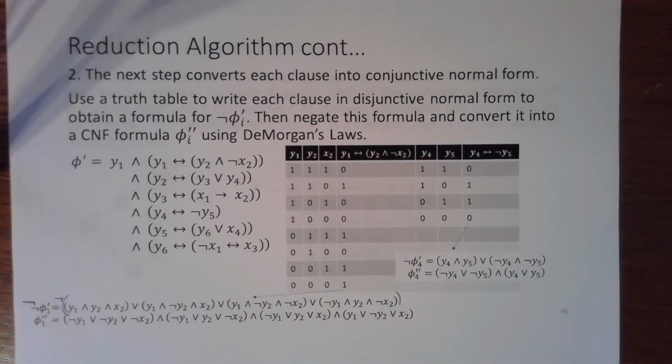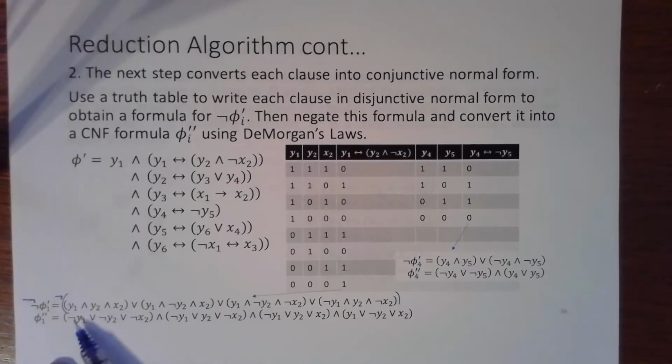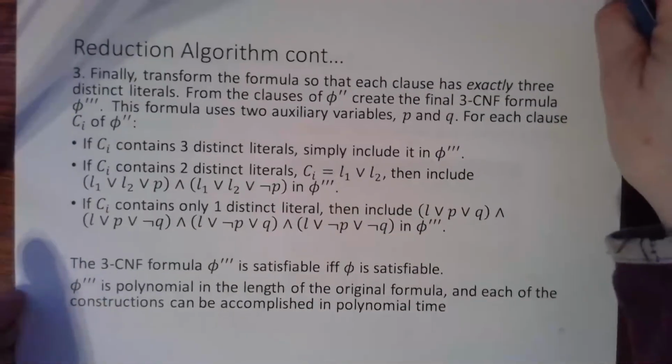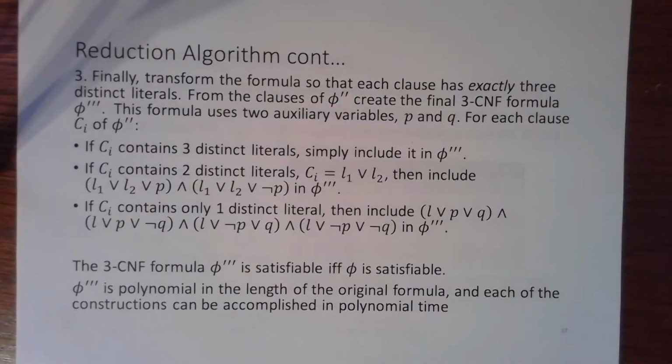One thing that we'll notice is that this has 3 distinct literals, this has 3, this has 3. That's great. If we were looking at this one, that's in 3 CNF. But this one only has 2 literals in each of these clauses, so this one doesn't have 3 literals. So we're almost there, but we still need to have exactly 3 literals in every clause. And so the final step of the algorithm is to ensure that every clause has exactly 3 distinct literals.